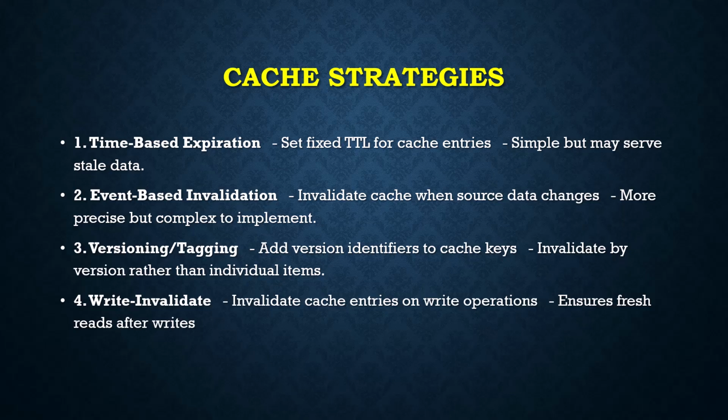Sorry. So three, versioning. Our version identifiers on cache keys, which invalidates by version rather than individual items. Okay, use version numbers on cache keys. It's easy to control updates. When you use version numbers on cache keys, it's going to be really easy to control cache updates.